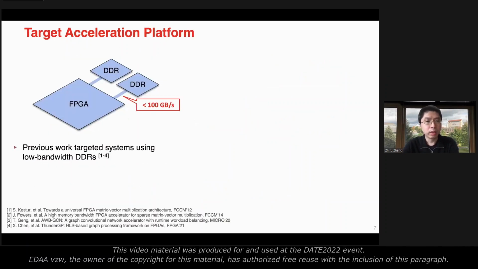There are actually quite a few prior efforts looking at how to speed up SpMV on FPGAs. But most of this work targets systems that use low bandwidth DDRs. And I just list a few of these. Later on, I'm going to show a comparison against some of this work.